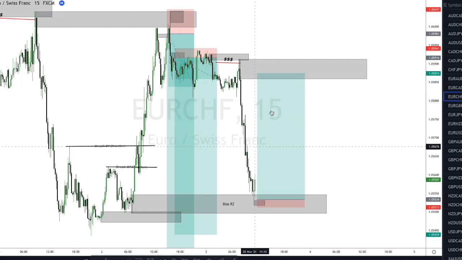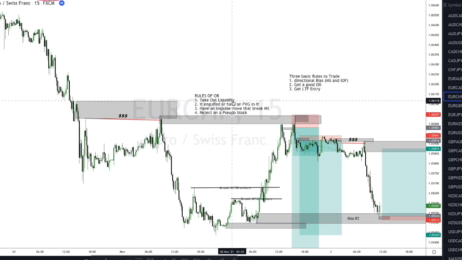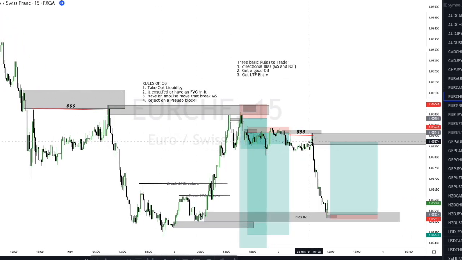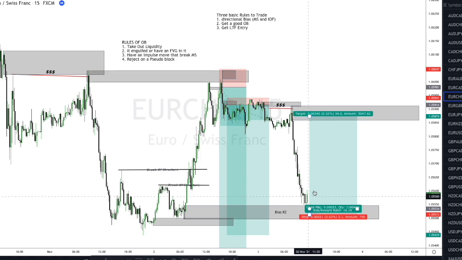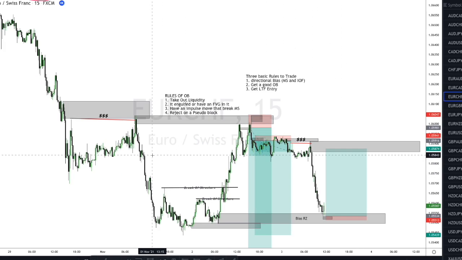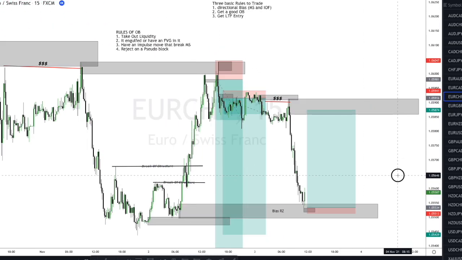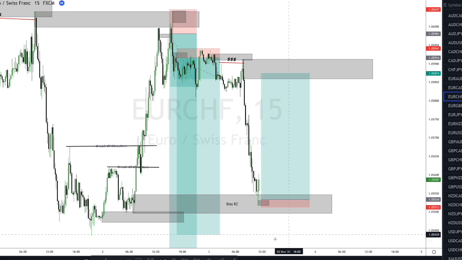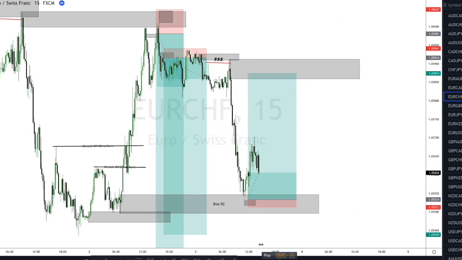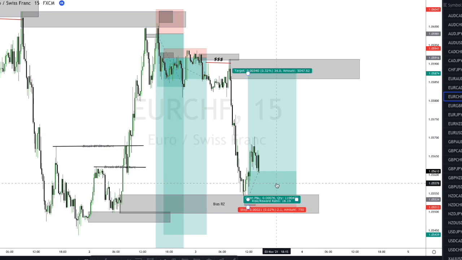With this, I already have another trade here which fulfills all the rules of order block. Take out liquidity, it engulfed. This actually doesn't engulf, but it's an MBB, and it has a fair value gap in it. Take out liquidity, reject on a pseudo block, and has an impulsive move that breaks structure. So it broke this structure here, then at the same time went on to break this particular order block. So I was rest assured that when price comes back to this, knowing fully well that price action is bearish on the bigger picture and even on the 4-hour time frame, this particular trade is here to trigger. Let's see how this will trigger and pick us in. As you can see, I was targeting this particular area.